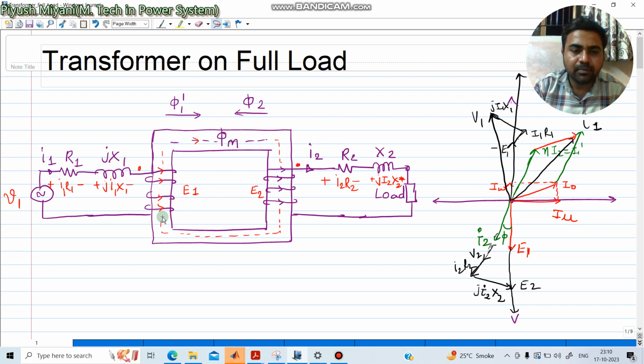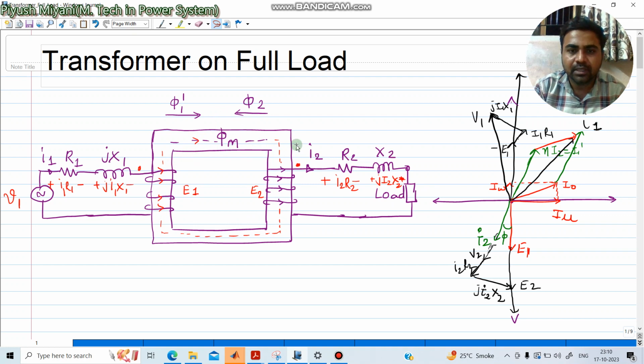Now the flux in the core which is required to be maintained is phi m. While you connect a load here, some flux phi 2 will get produced, and this flux will oppose the main flux. In order to maintain constant flux in the core, the transformer will draw some extra current from the primary winding, and this current will produce some extra flux phi 1 dash, so that phi 1 dash becomes equal to phi 2, and both will be in opposite direction, so that the main flux phi m is maintained at some constant value.